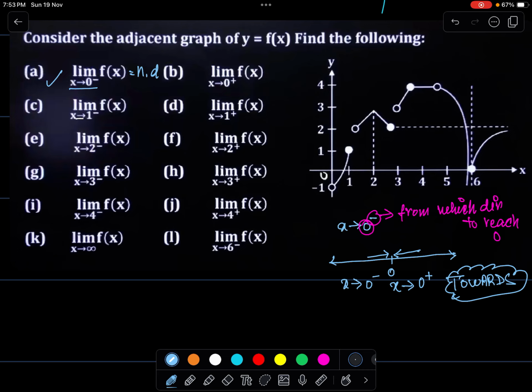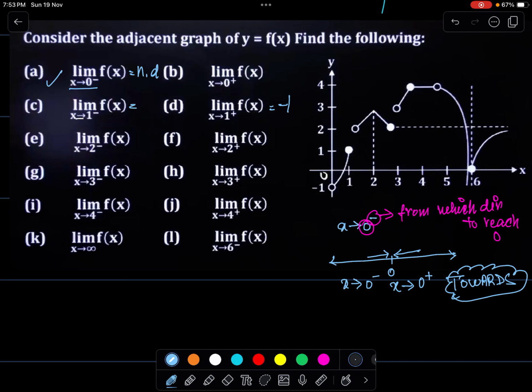Now let's look over here. When I am coming towards 0 from the right hand side, if you look at the function, the function is also coming towards minus 1. Look very carefully. When I am moving towards 0, if you take the function value for those points, you will see it is reaching to minus 1.